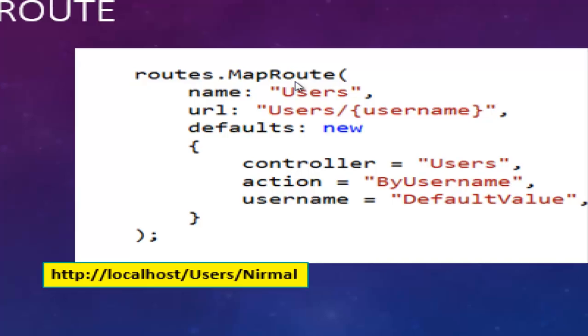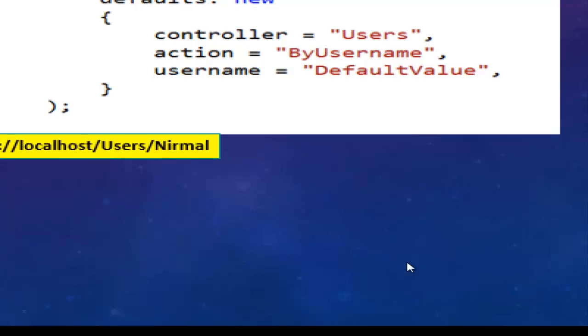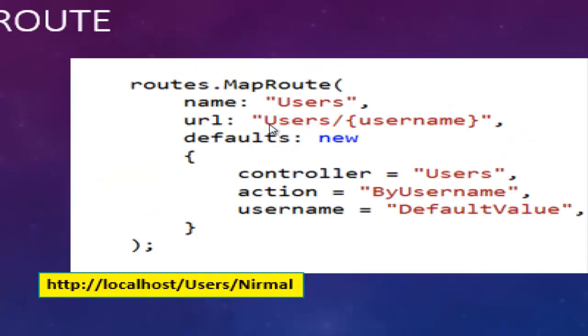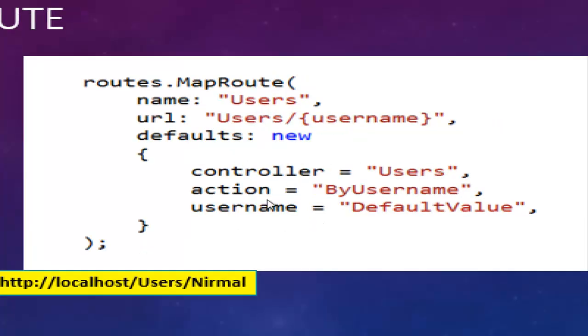So we have users/username. Now you must understand here that when you write users without the curly bracket, that means there must be a literal match for this. So the pattern must have the word users inside it, otherwise it's not going to map to this particular thing.